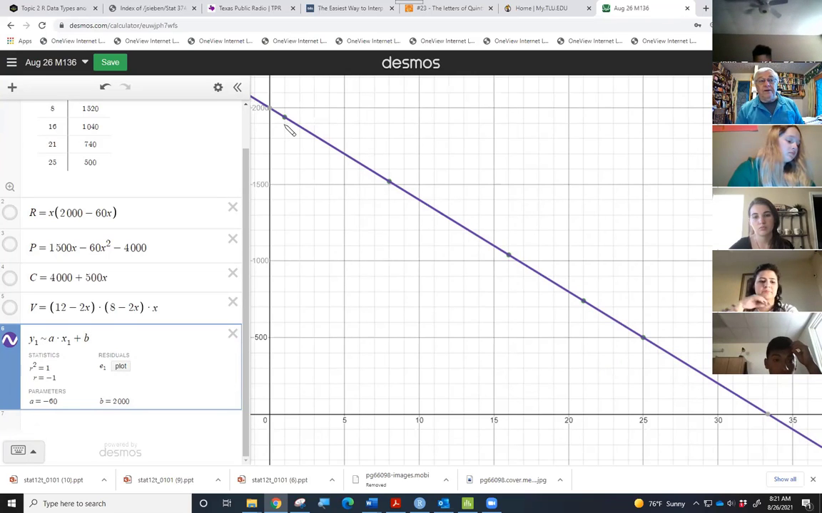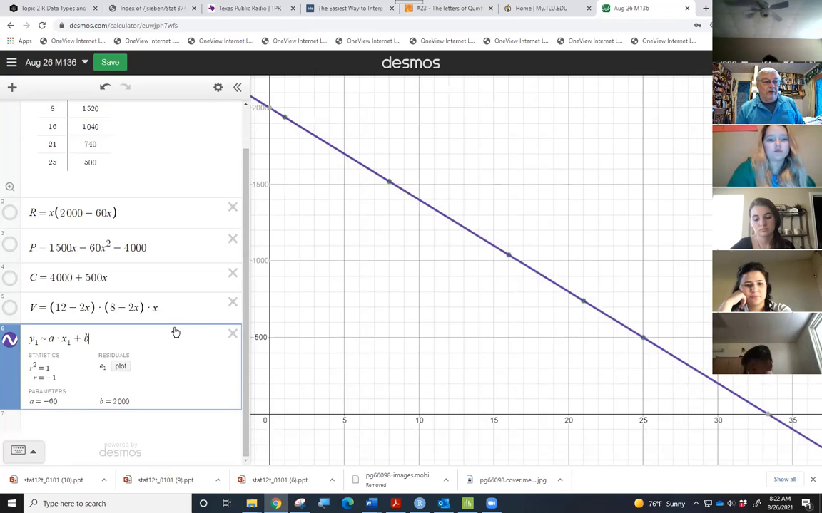I mean, if this was a real market survey and not a problem in the back of the book, I would think that my marketing people probably didn't survey. I would think they probably made these numbers up because it's too perfect. I'm always skeptical when things are too perfect. You should be too. But this equation that we've just discovered fits these values perfectly. So, okay, maybe that's really what happened. Maybe we got lucky.